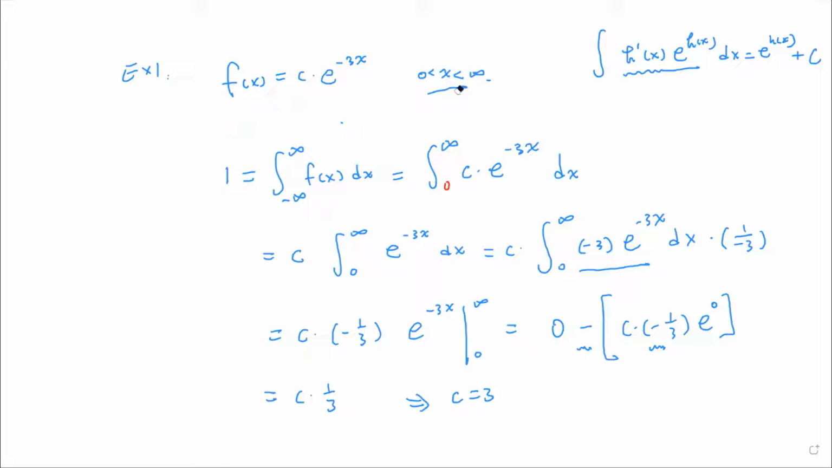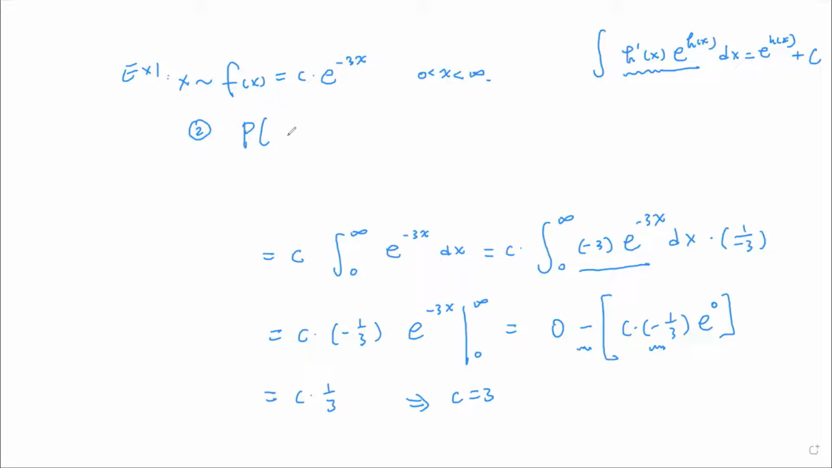All right, let's do another problem. Let's try to find the probability of some event. So we add something here. x is a random variable. It has a density function of that. So let's calculate the probability of x greater than or equal to 4. Okay. So it's an integral from 4 to positive infinity. And c is what? c is 3. So 3 times e to the negative 3x dx.